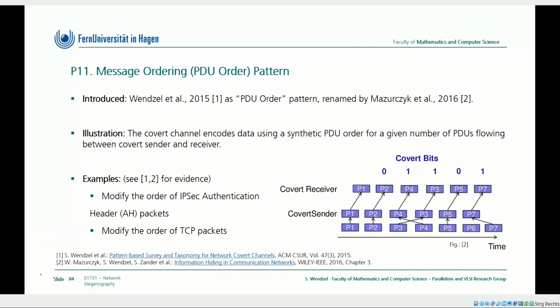Then there is the message ordering, or former PDU order pattern, introduced in 2015, renamed in 2016. And here the covert channel encodes data with a synthetic PDU order. So for instance, some protocols like the IPsec authentication header or TCP have a sequence number that can be exploited for this purpose. So let's assume over time you send these 7 packets, and the covert sender either keeps the original order or it flips the order to indicate a hidden message.